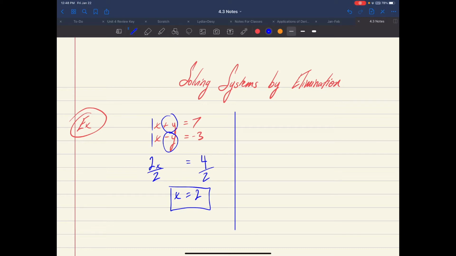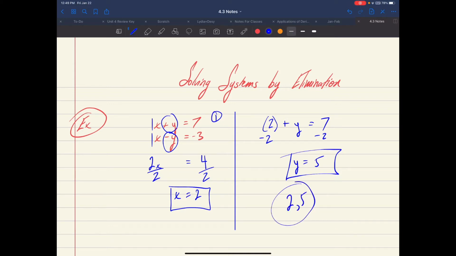It doesn't matter which one of these equations I plug it into. It looks like the first equation here is probably easier to plug it into. So if I use x plus y equals 7, well, x is 2, plus y equals 7. And then we just subtract. And so y is 5. So everything after the elimination step is exactly the same as last week. So this solution is 2, 5.